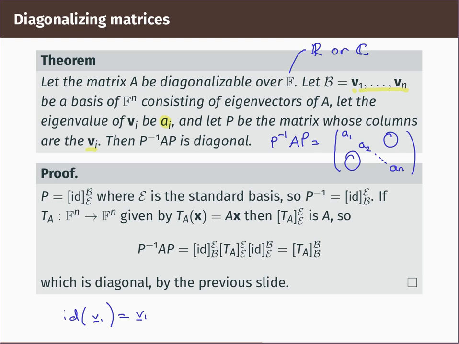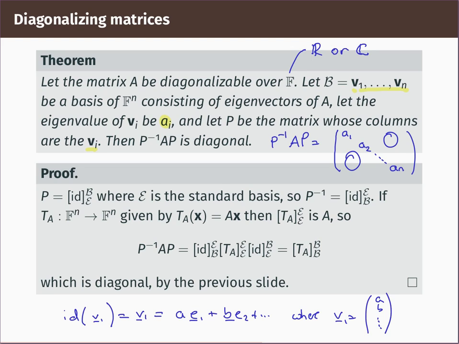But if you want to write this in terms of the standard basis, then this is just the first entry of V1 times the first standard basis vector, plus the second entry of V1 times the second standard basis vector, and so on. So let's say this is A E1, plus B E2 plus, and so on.